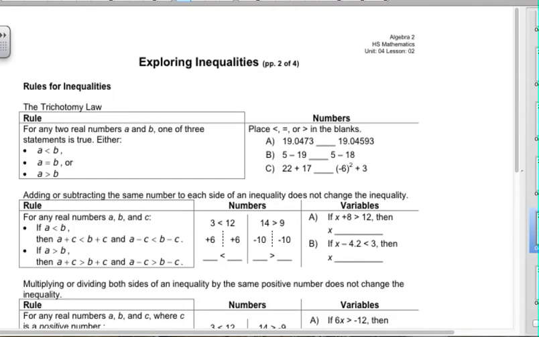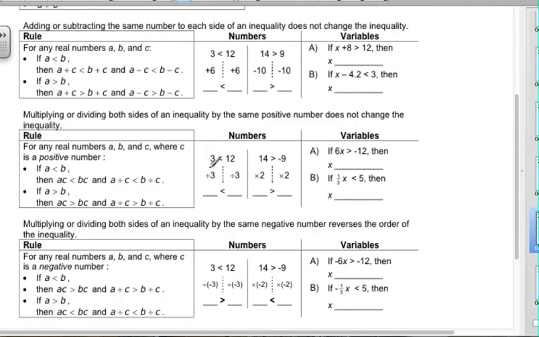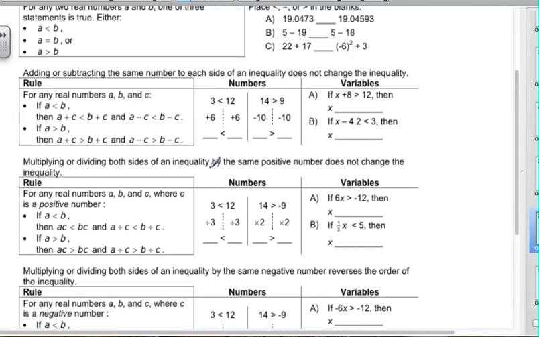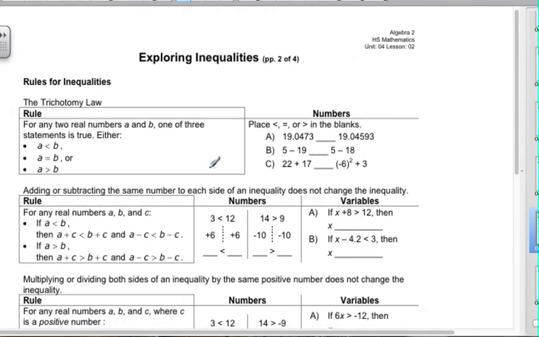Trichotomy law. All right, don't let this fool you. It sounds really bad. But all this is really saying is that if I've got two numbers, A and B, then one of these has to be true. Either A is going to be less than B, A is going to equal B, or A is going to be greater than B. And one of these is going to be true. Okay, so here we're going to come over and check this out.